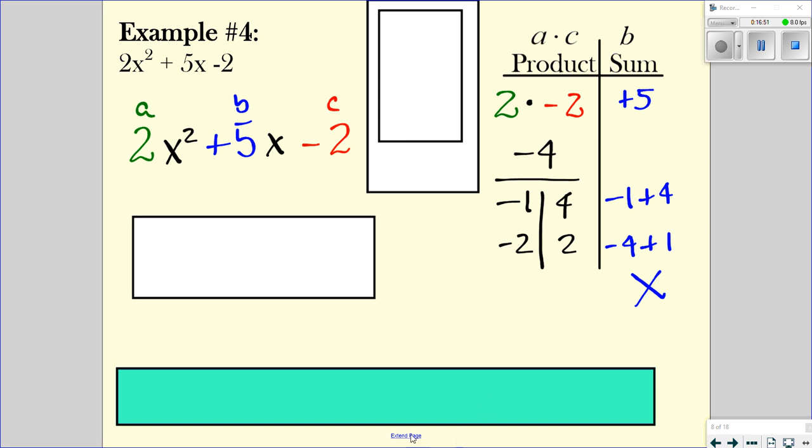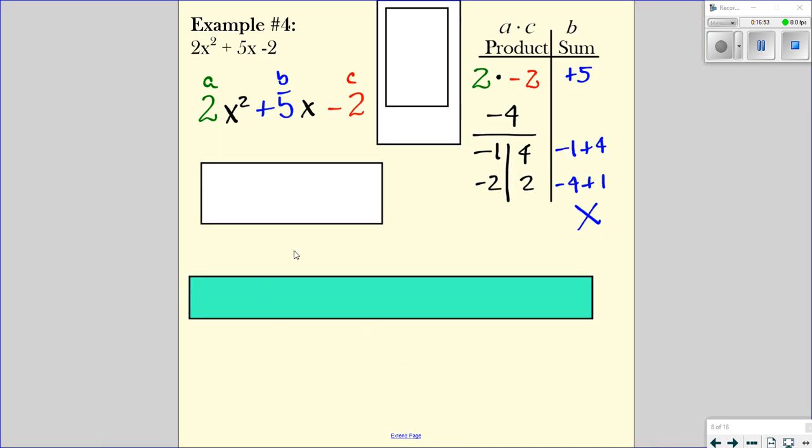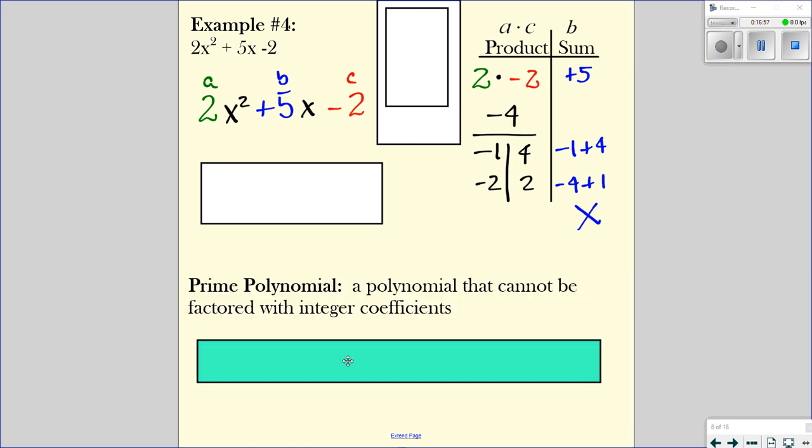So when you run across a problem like that with any trinomial, this is called a prime polynomial. And a prime polynomial is a polynomial that cannot be factored with integer coefficients. So that means it's not factorable. So you cannot do anything with it. It just stays like that, and that's all you can do.